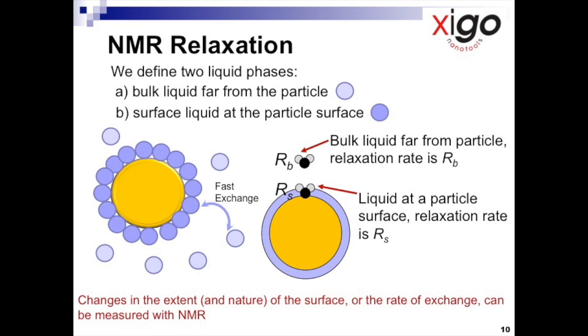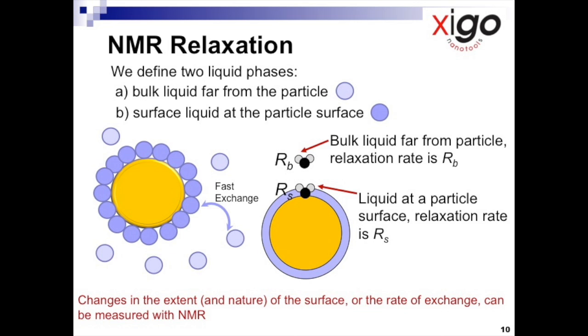They relax on the order of 2 to 3 seconds. In reality, of course, it is a dynamic equilibrium where the liquid molecules rapidly switch between the surface and bulk domains. This is called fast exchange. And this is faster than the time scale of a single NMR experiment. That is why we only observe a single relaxation time. So any changes in the extent and nature of the surface or the rate of exchange can be measured with NMR.